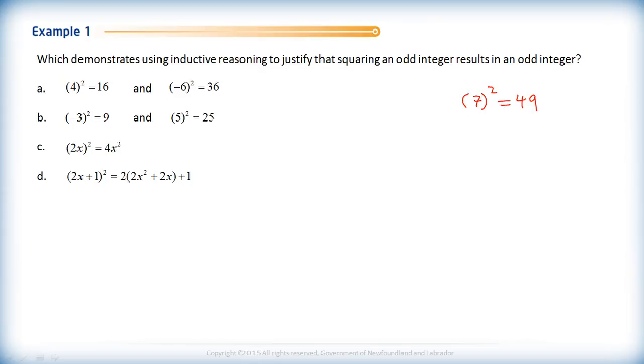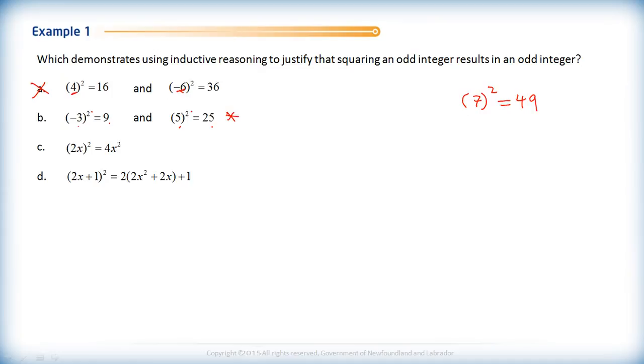Okay, so let's look at our options now. The first one, wait a minute. These are even integers, 4 and -6. So squaring those is given as even, and that has nothing to do with what we're trying to establish because those are even integers. Okay, let's look at the next one. -3 is an odd integer. They're squaring it, and they got 9, which is odd, so that seems to support our claim or justifies it in some way. 5 squared equals 25. Yep, same idea. So I'm going to make a note that this one looks like the right answer so far.